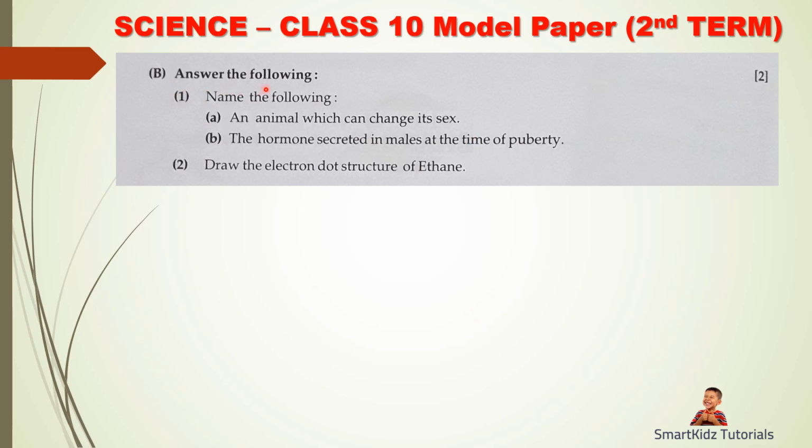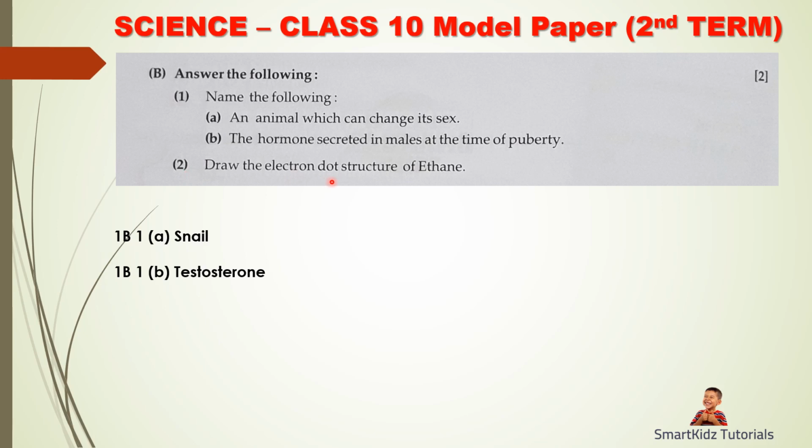Question 1b, answer the following. The first sub-question under that is: name the following. An animal which can change its sex. That would be snail. In this 1b, we have the hormone secreted in males at the time of puberty, which is testosterone. In females, it is estrogen.